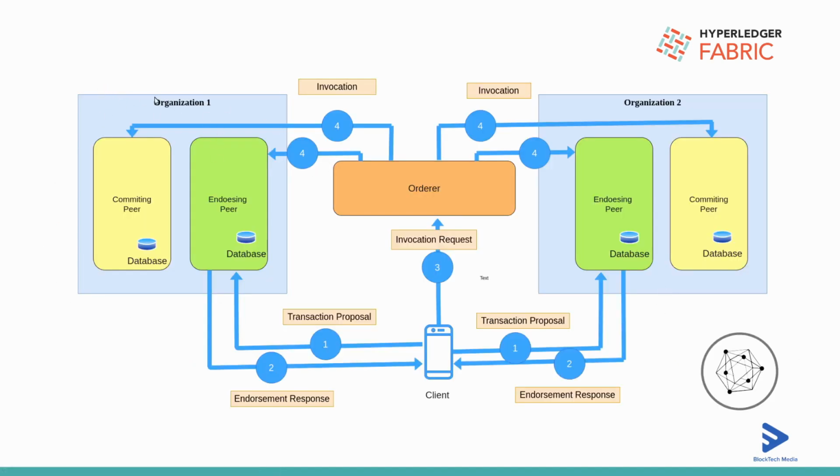So the first organization will have 2 peers, the second organization will also have 2 peers. Here is the orderer. Don't consider this transaction flow right now. Later in this video series we will be covering transaction flow as well, how it's going to happen.